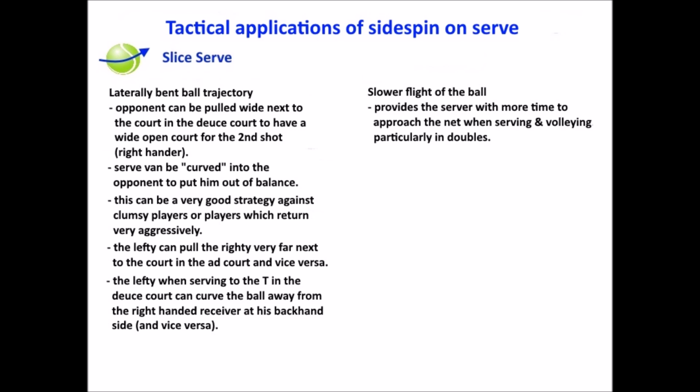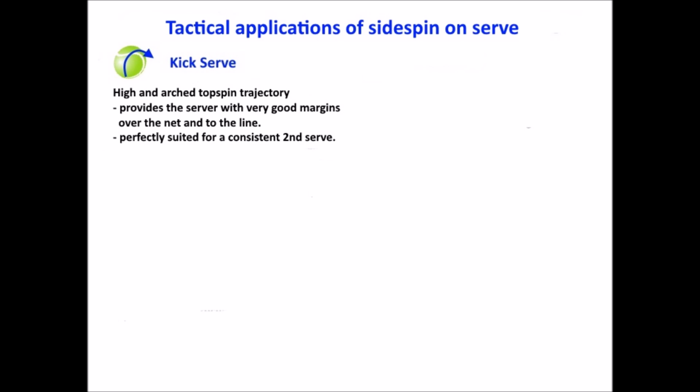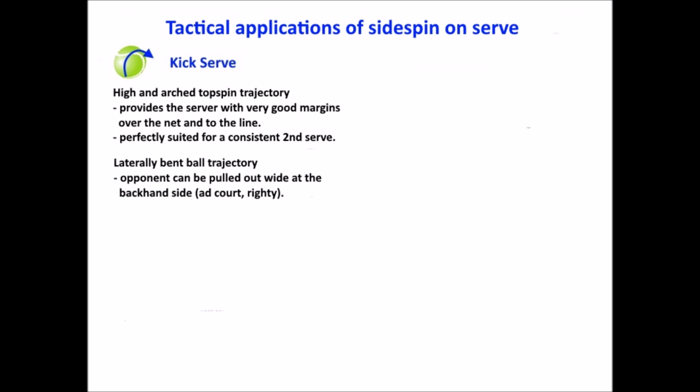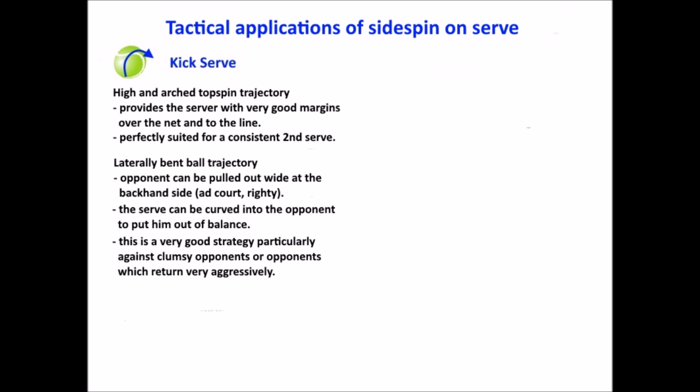The slower flight of the ball provides the server with more time to approach the net when serving and volleying, particularly in doubles. Due to its high arc topspin trajectory, the kick serve provides the server with very good margins over the net and to the lines. Hence it's perfectly suited for a consistent second serve. Due to the laterally bent ball trajectory, the opponent can be pulled out wide at the backhand side. The kick serve can be curved into the opponent's body to put him out of balance. This is a very good strategy, particularly against clumsier players or opponents who return very aggressively.